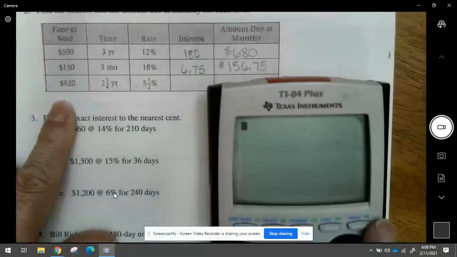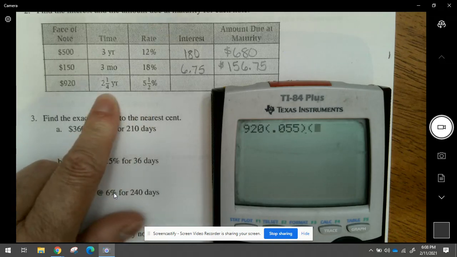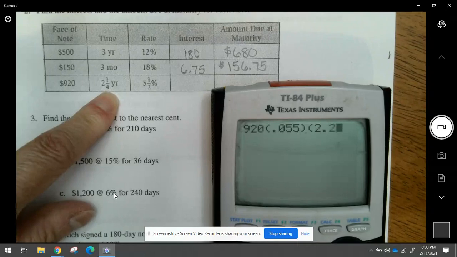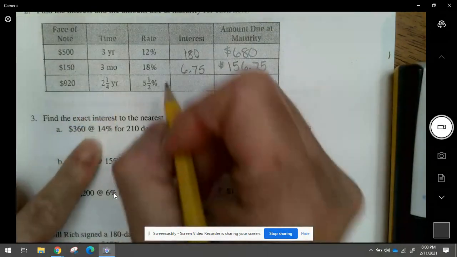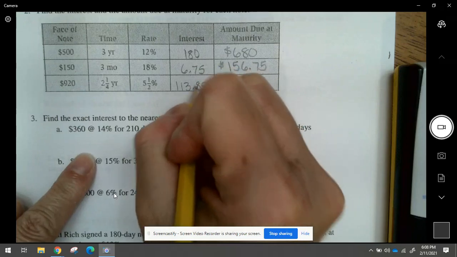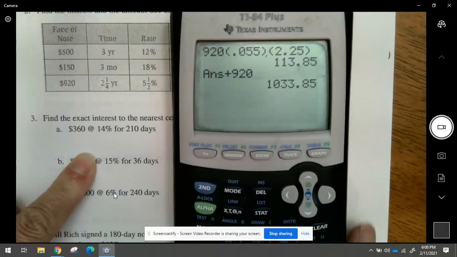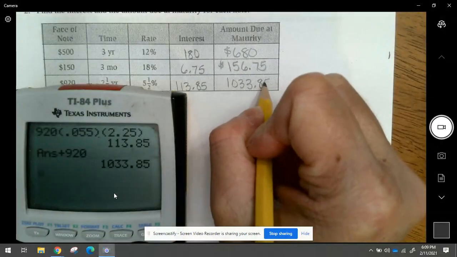Last one, we have 920 at 5.5%. Remember, 5% is 0.05. And if it's another half, it's going to be 0.055. And then 2.25 years, so I hope you guys remember what the quarter is as a decimal, 0.25. And it's $113.85. And then we're going to add to that our principal amount, 920. So we get $1,033.85 for our maturity value.